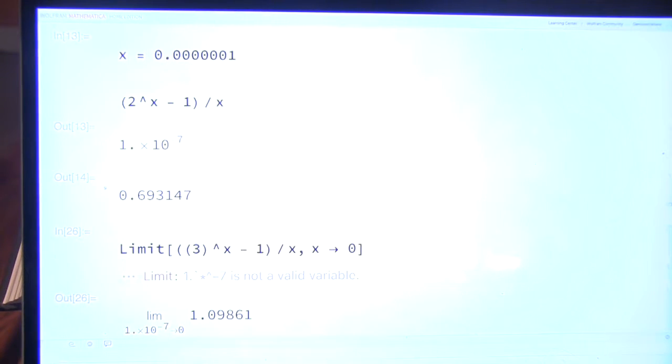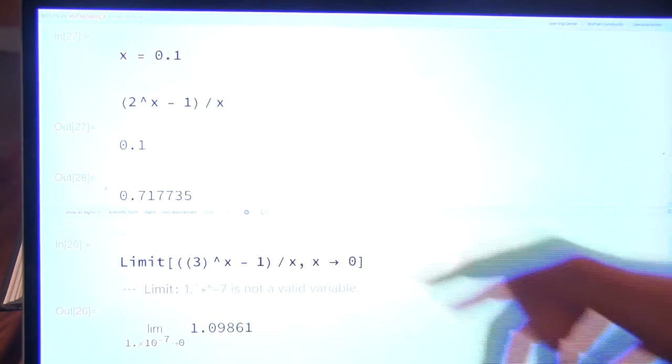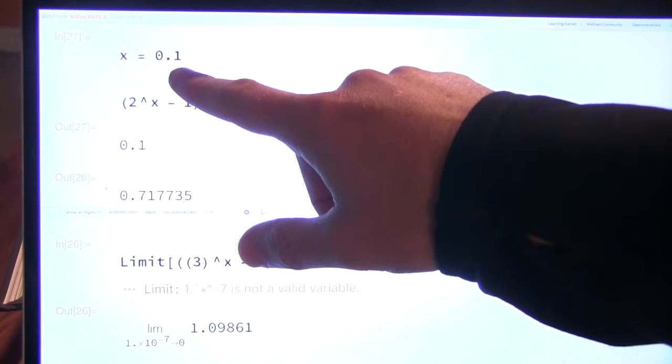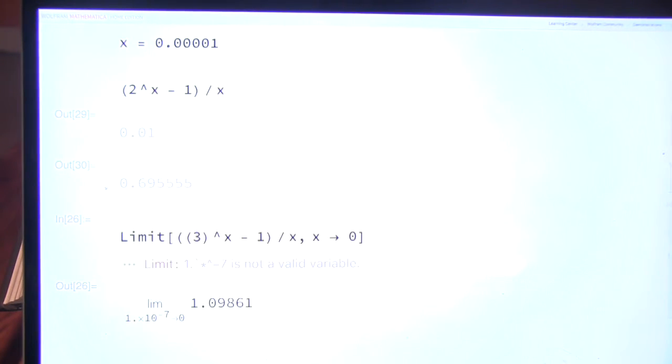Okay, so there's really two ways I can look at this. I can start out with small values of x. Is that on screen? Mm-hmm. And I can just compute (2^x - 1)/x, so the limit as h goes to 0. When x is 0.1, I get 0.71 for 2^x, and I get 0.695 as I shrink x down here.